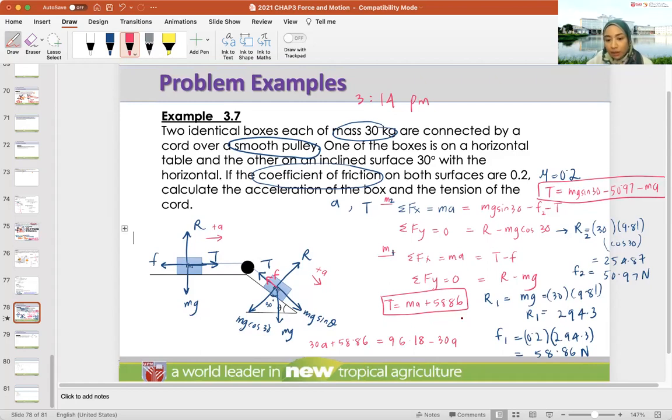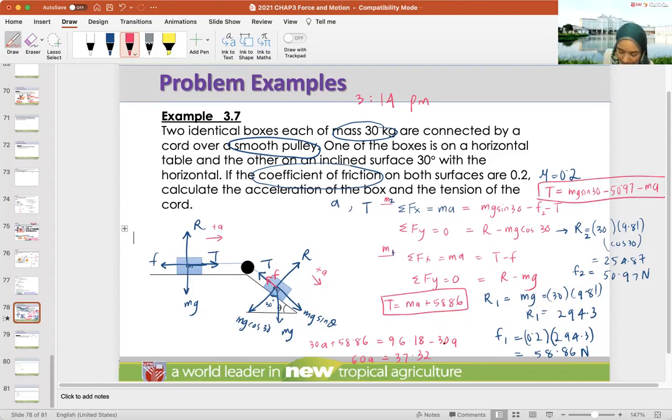The only unknown I have is A. So now I can try to solve it. I have 60A. So 96.18 minus 58.86. So I get 37.32. Ada salah ke?